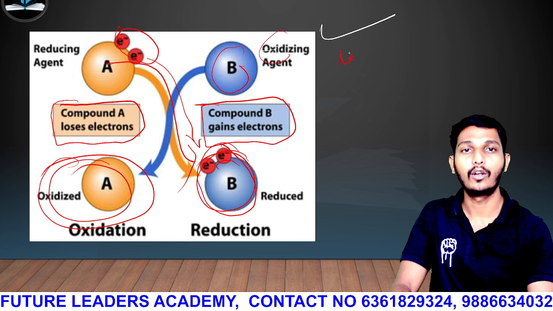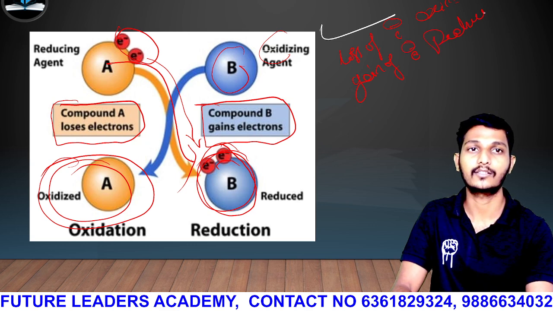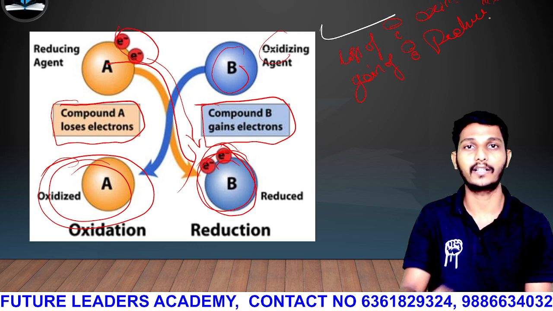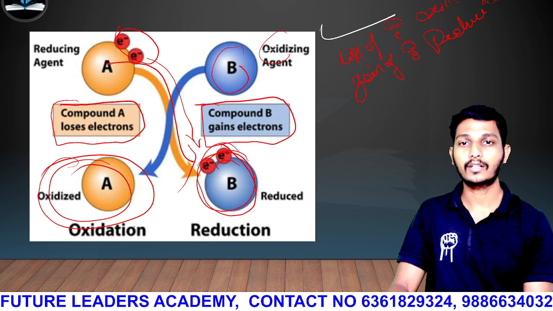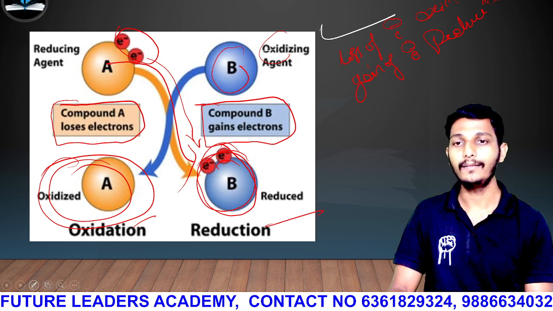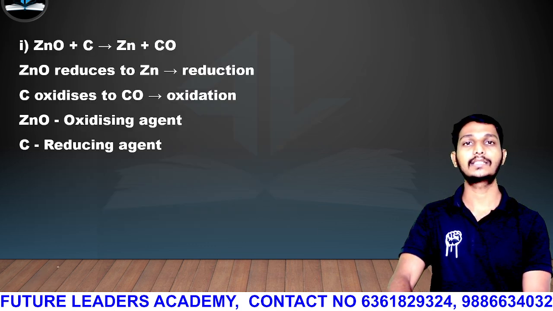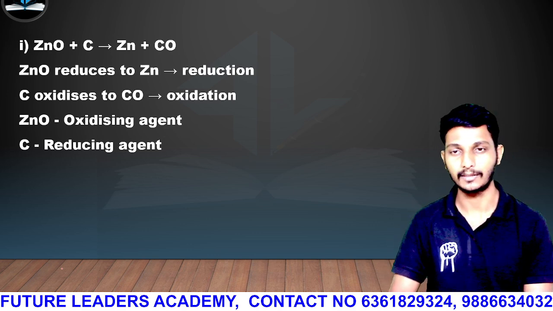I said loss of E minus is oxidation and gain of electron is reduction. Then don't forget, guys. Okay, now clear oxidation and reduction as I said. Now guys, we will move to the most important concept of the chapter, that is oxidizing agent and reducing agent. I'll make you understand here.